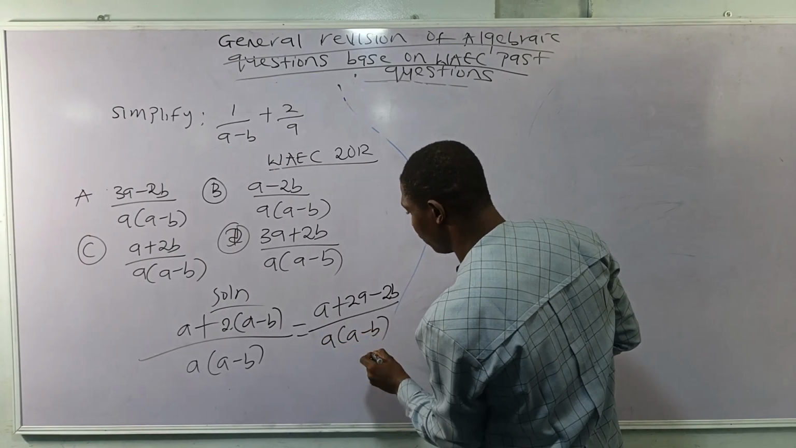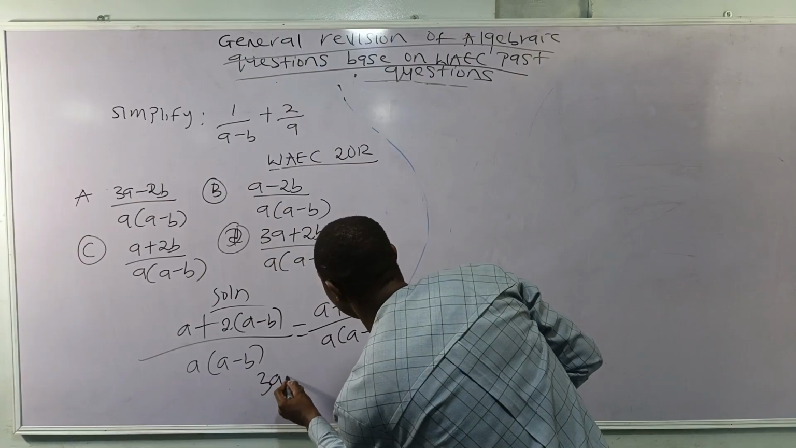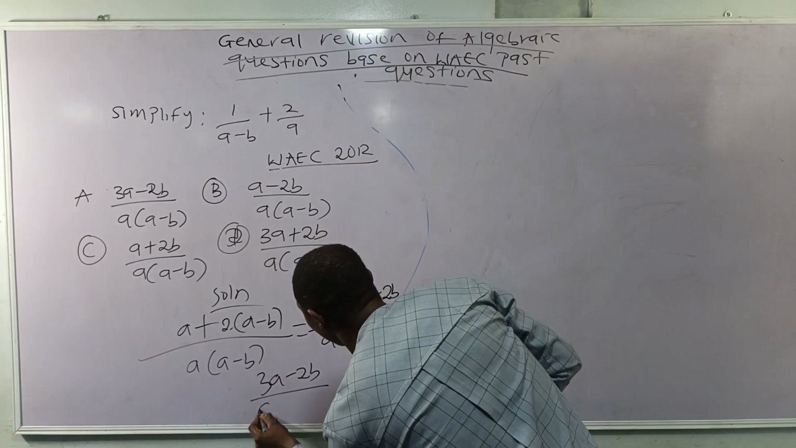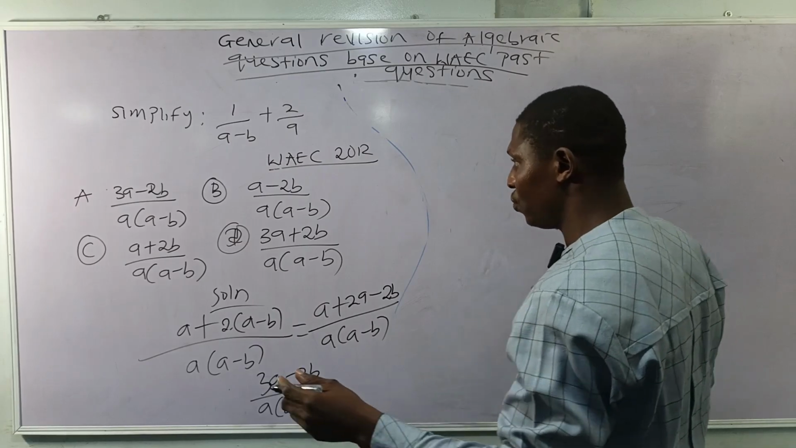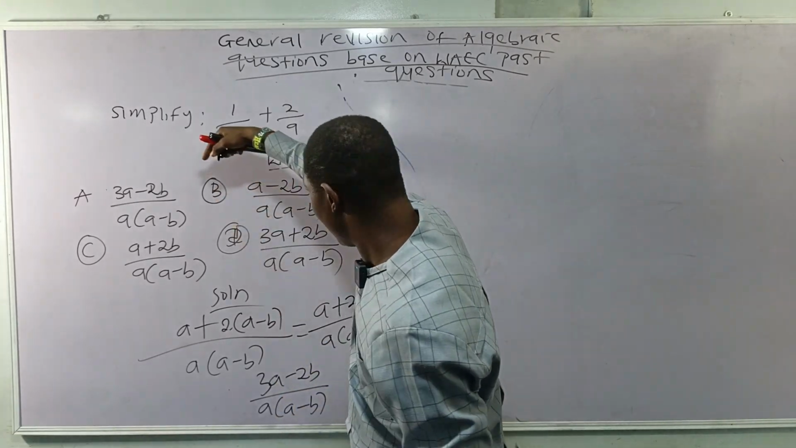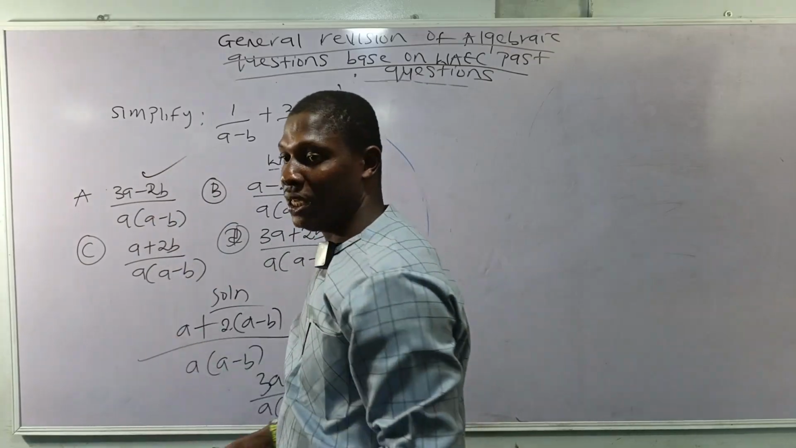Now, a plus 2a will give me 3a minus 2b all over a bracket a minus b. Nothing can cancel out, so we check for our answer. We have 3a minus 2b all over a minus b. So our option is A.